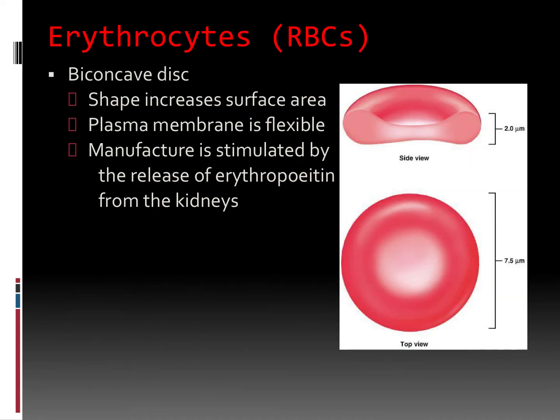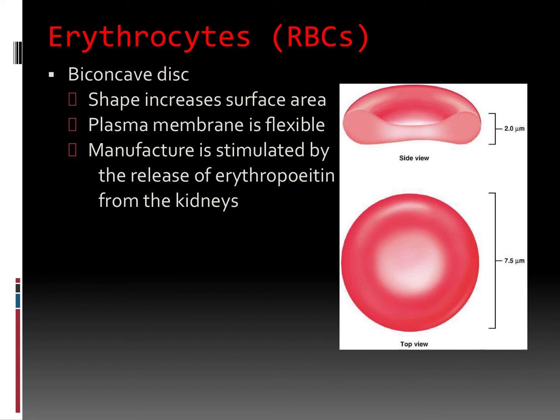Erythro means red. So erythrocytes are red blood cells, and they have, as you see, this biconcave shape. They're kind of like a donut, but there's not a hole in the middle. It's just thin in the middle.